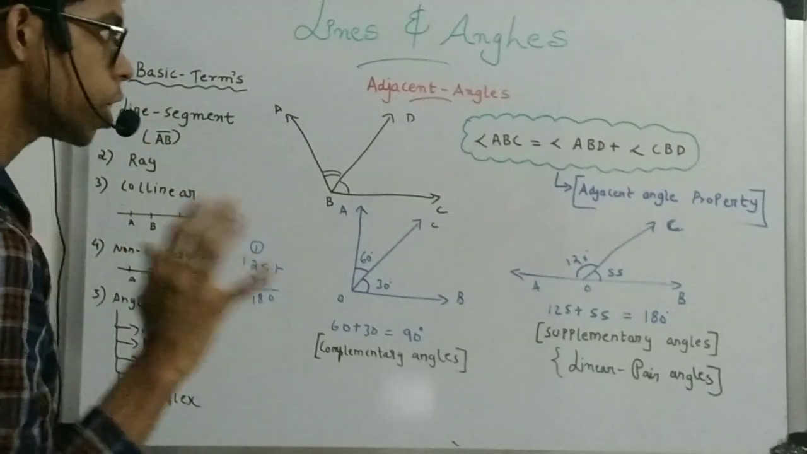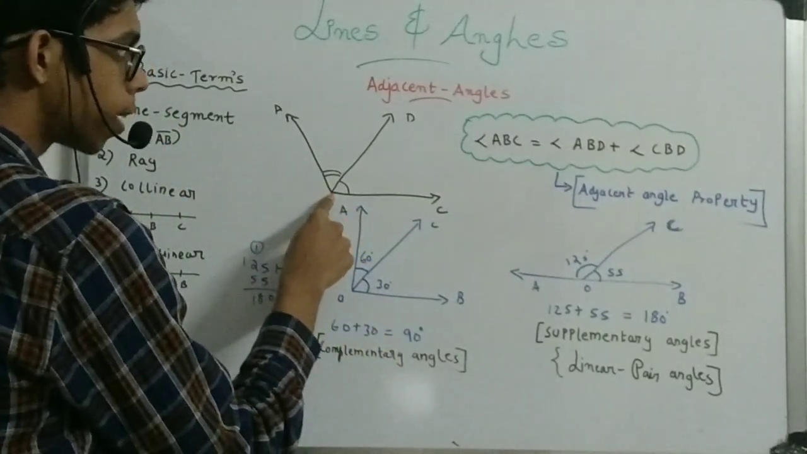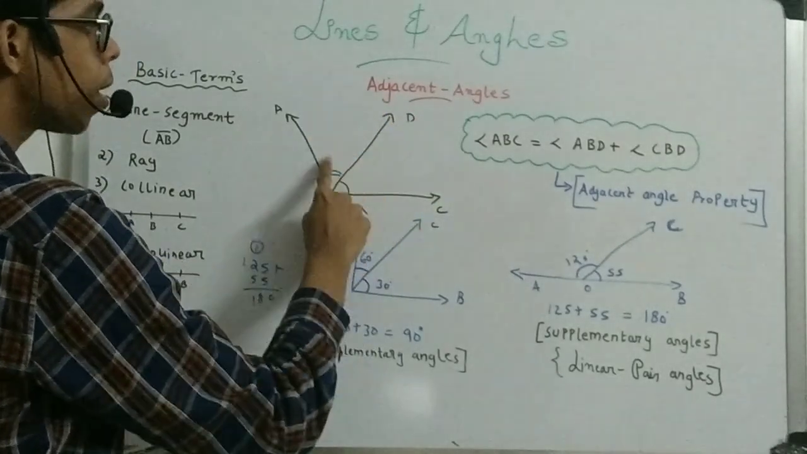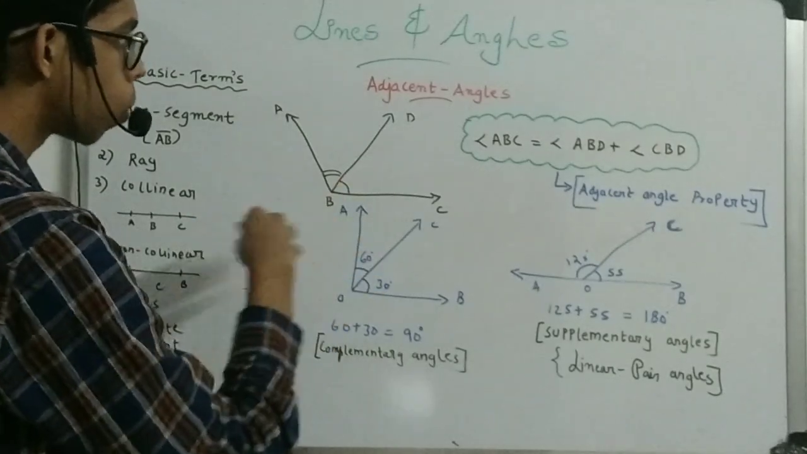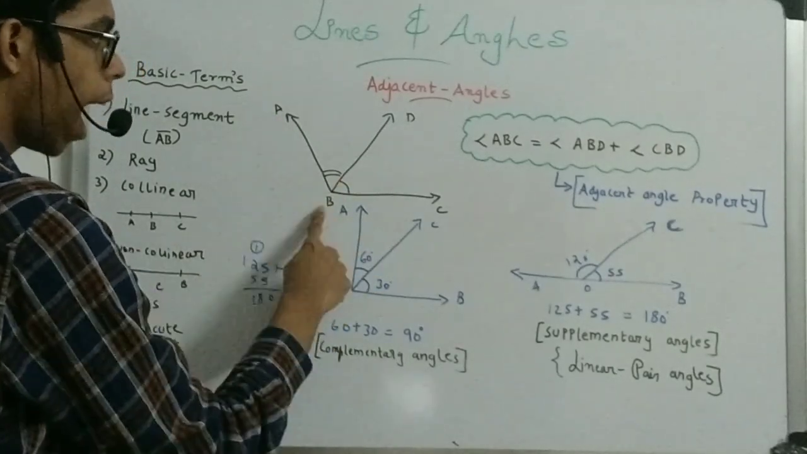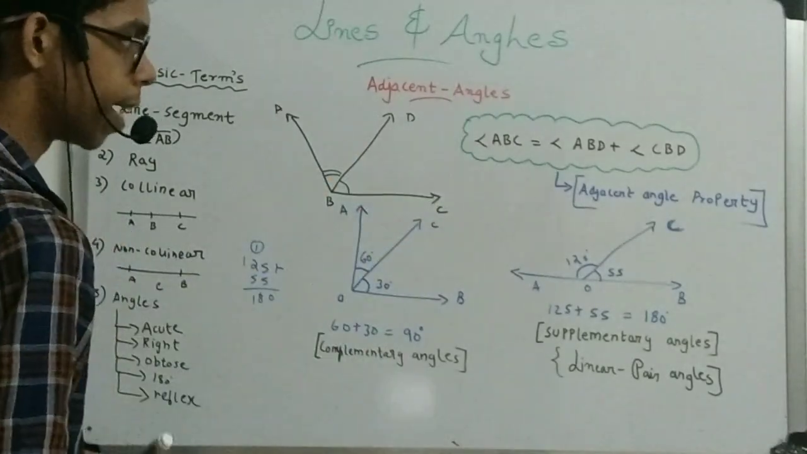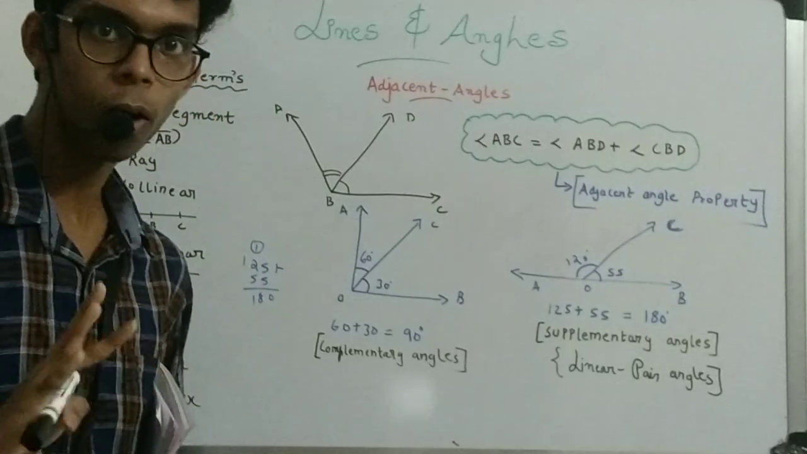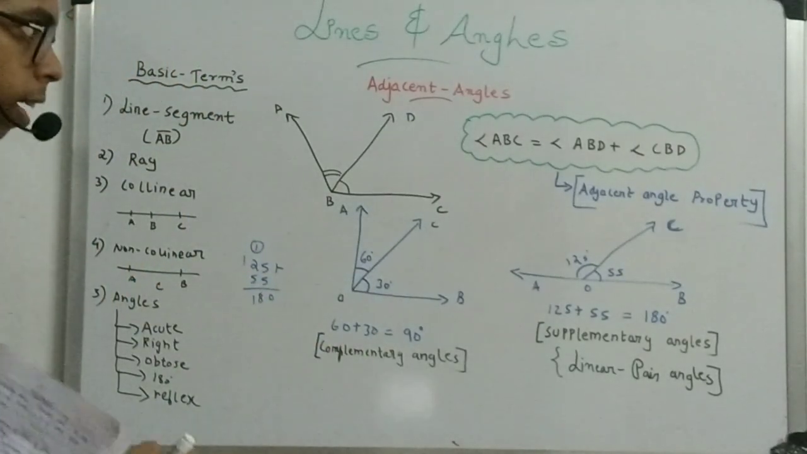So the condition for an angle to be an adjacent angle is that it should have a common vertex, then it should have a common arm. This BD is the common arm for both these angles, and the non-common arms, BA and BC, are on different sides. If the given angles satisfy all these conditions only, we can call them adjacent angles.